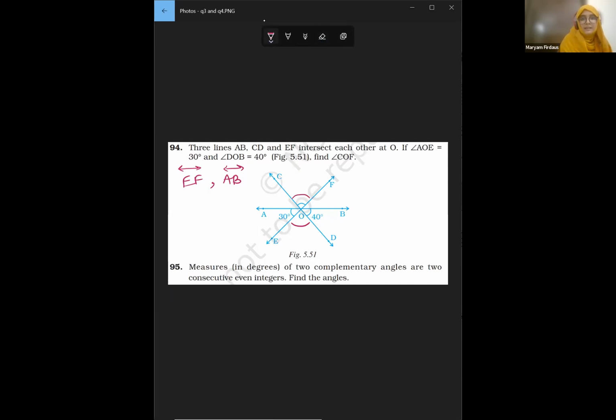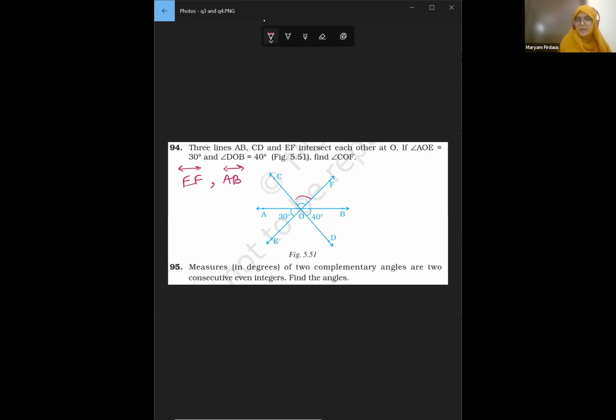Vertically opposite angle of this angle. That means you have to just focus on this line and this line. Can you see they are vertically opposite angles of each other? Yeah. Okay. So you have to find angle COF.